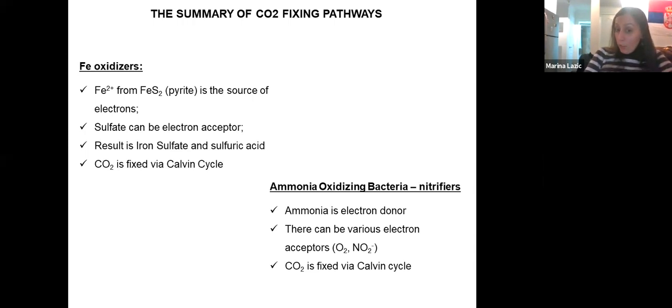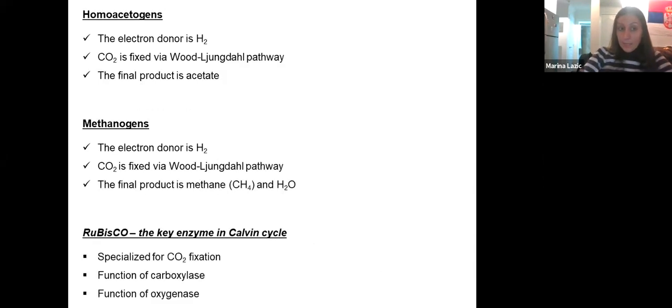Next one is ammonia oxidizing bacteria, or nitrifiers, which we are going to cover later on. Here, ammonia is the electron donor, and there can be various electron acceptors, oxygen, nitrite, and carbon dioxide is fixed via the Calvin cycle. There are homoacetogens, where you should memorize that the electron donor is hydrogen, and carbon dioxide is fixed via the WL pathway. Acetate is the final product. In methanogens, like in acetogens, the donor is hydrogen, the same type of carbon fixation, WL pathway, and the final product is now methane and water.